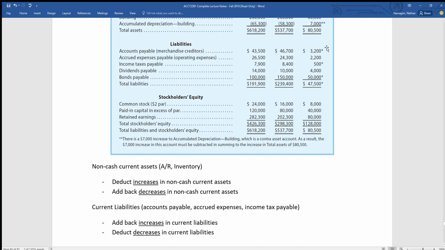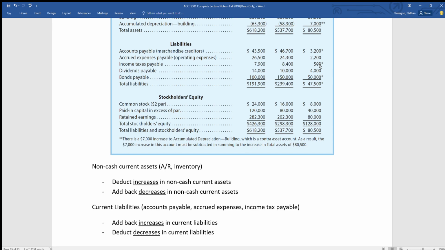With current liabilities, we're going to do the opposite. Looking at our current liabilities right here, we're going to see accounts payable actually has a decrease. Accrued expense payable increased. Income tax payable also basically decreased in itself.